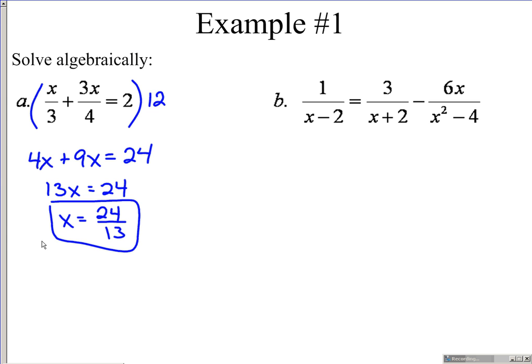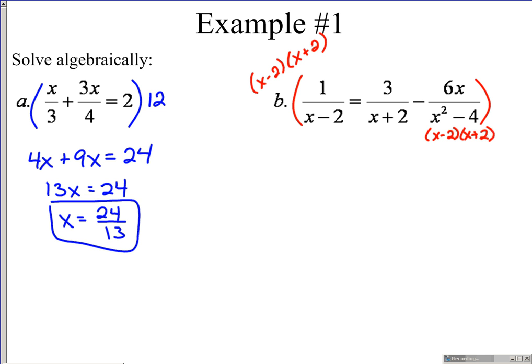Letter B. Do the same thing when we have variables down in the denominator. Multiply by the least common denominator. In this case, you need to recognize that this x squared minus 4, remember, is the same as x minus 2 times x plus 2. So when we go to multiply by the least common denominator, that is what it is going to be. So I'm going to multiply everything in here by x minus 2 and x plus 2.